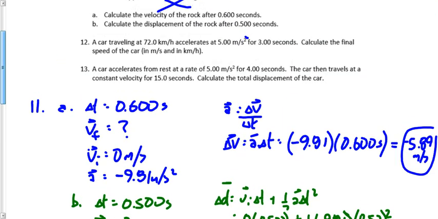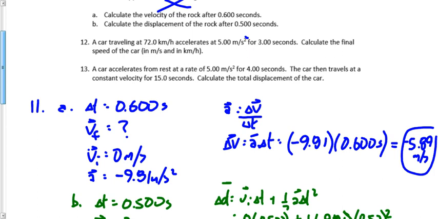There are 2 more questions on this worksheet. Questions 12 and 13. 12 does a kilometer per hour thing. I'm going to refresh your memory on how to convert from kilometers per hour to meters per second, and then have you do number 12. And number 13 is a bit of a challenge question. Okay, 13, you see it says a car accelerates from rest for 4 seconds, and then it travels at a constant velocity for 15 seconds. I'm going to see if you can figure out what to do with that.